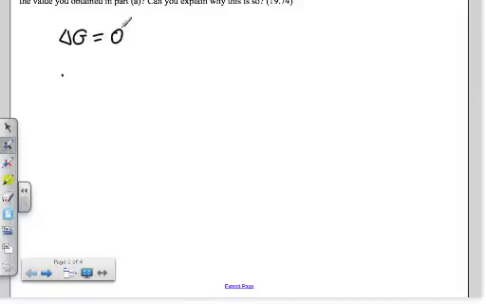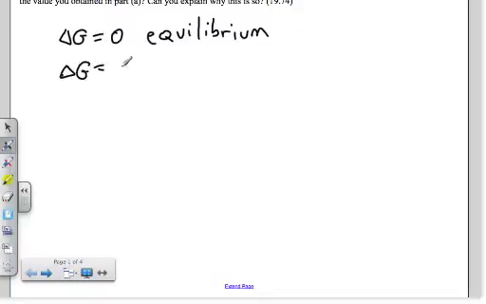So when delta G is equal to 0, we know that we have an equilibrium situation. And anytime we have a phase change, if we are at the phase change temperature, there exists an equilibrium between the two phases. So in this case it would be solid and gas, so we're talking about sublimation. What we need in order to do this is, of course, delta H and delta S. So let's write down our equation, delta G equals delta H minus T delta S.